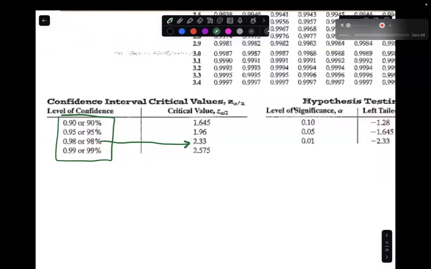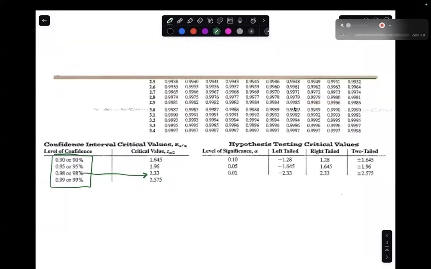But every once in a while, they'll give you a weird one. You can just use inverse norm, but you have to cut that difference in half. You have to cut it in half. Because, by the way, we only use positive z-scores.